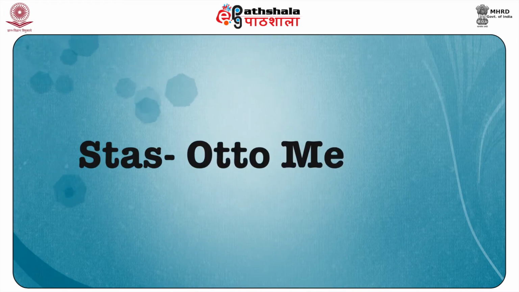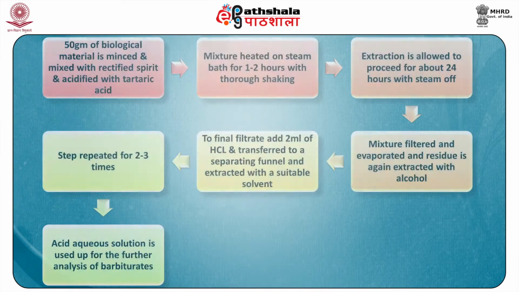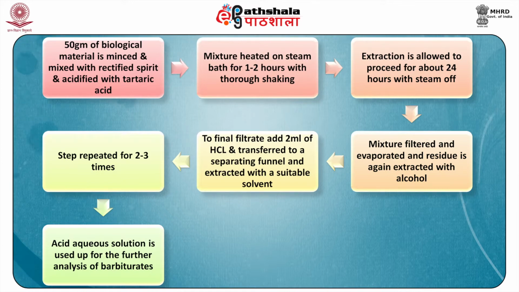Coming to the Stas-Otto method. What is the detailed procedure? Let us try to understand. 50 grams of biological material is minced and mixed with plenty of rectified spirit in a flask, and then it is acidified with tartaric acid.